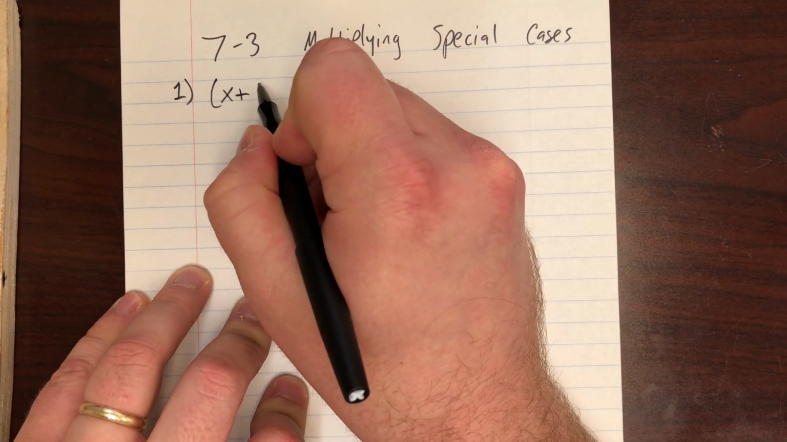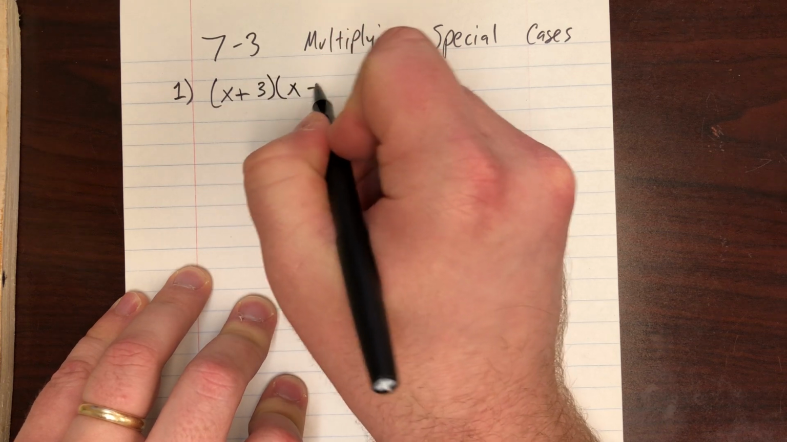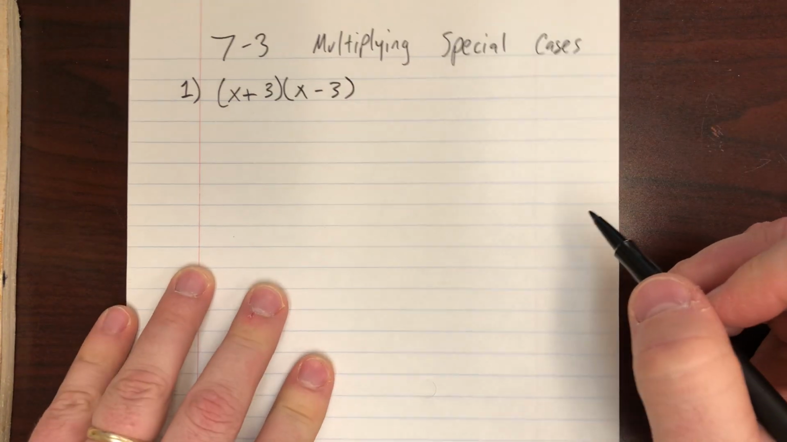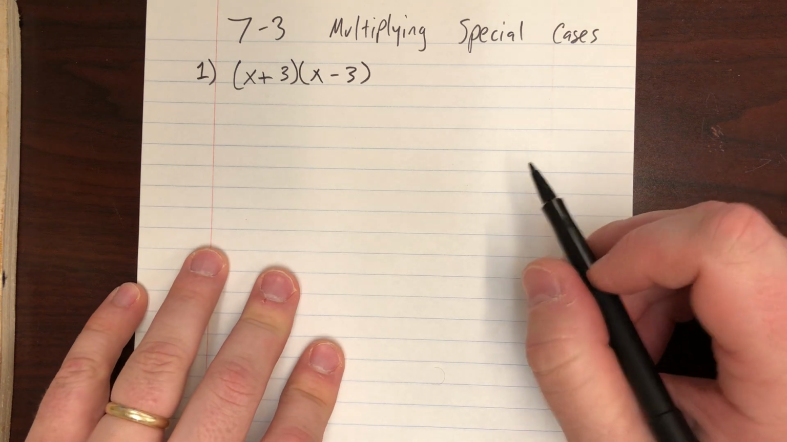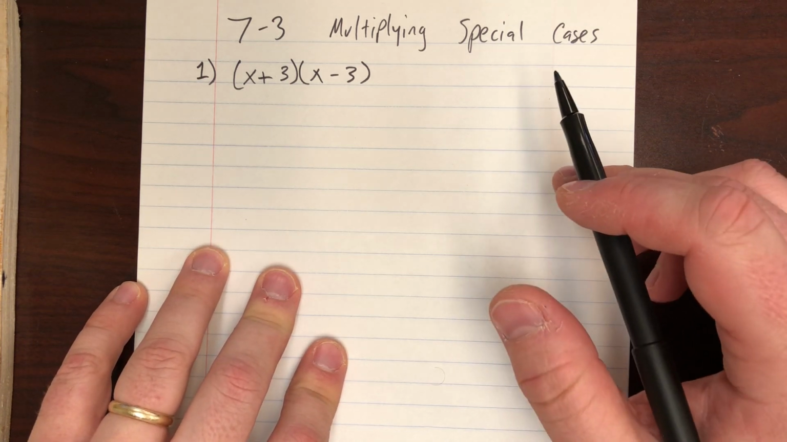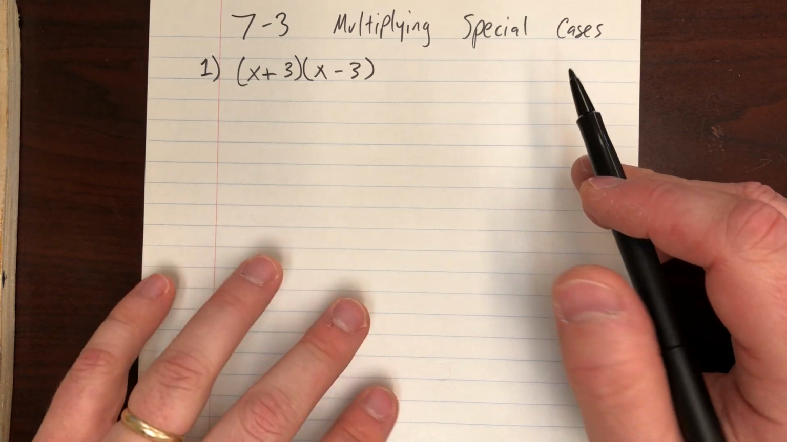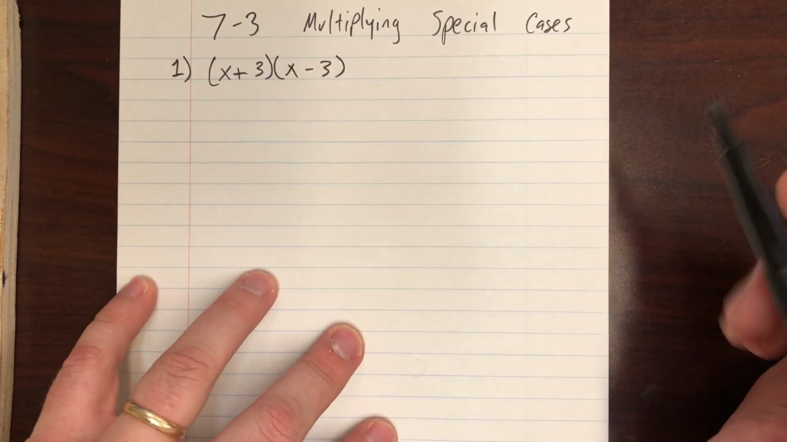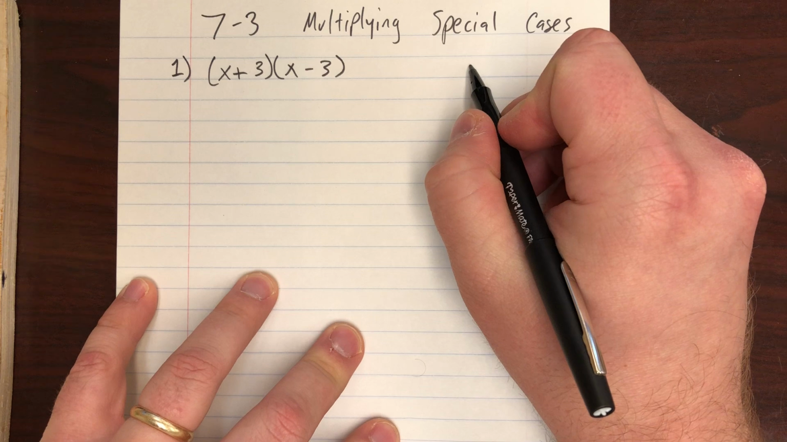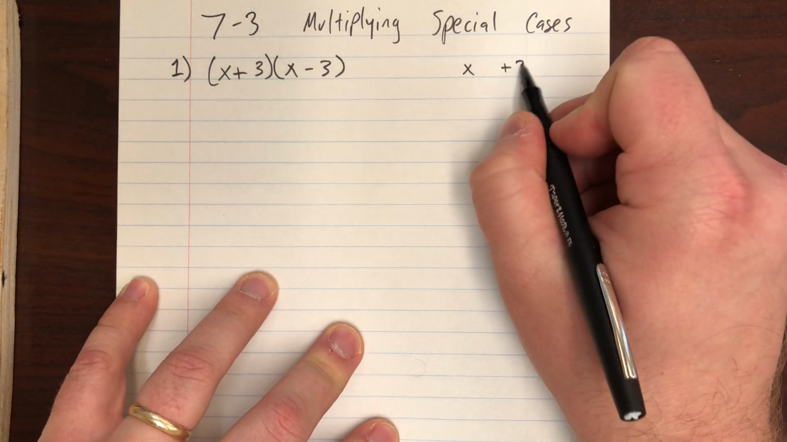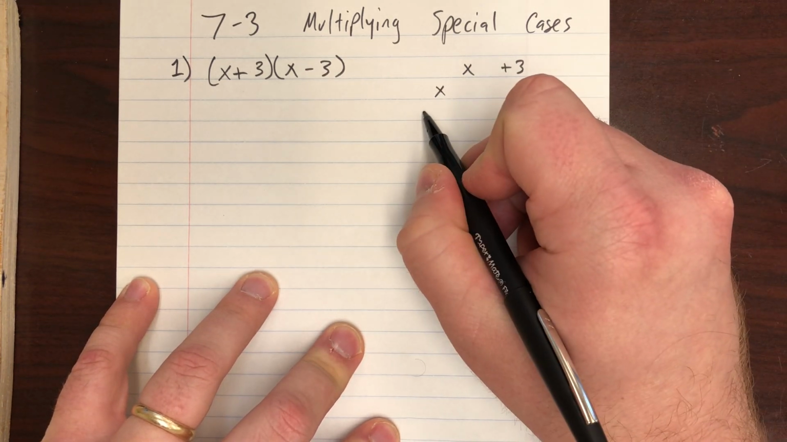X plus 3 times x minus 3. You might be like, Mr. Canfield, we already did things like this. Correct, we did. It's just 2 things multiplied together. Let's see what happens. So I'll do the box method for this one, and then for the next example, I will do the more traditional method, the double distribute method.